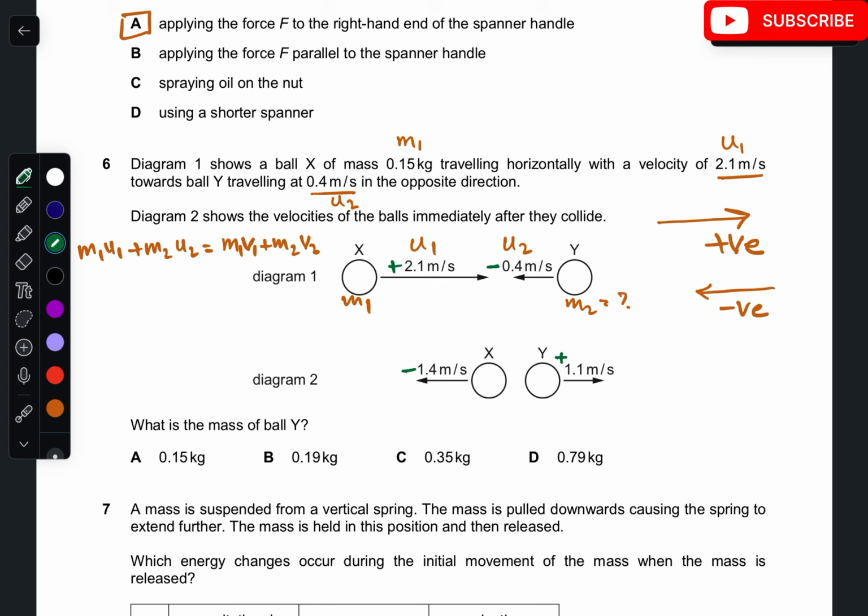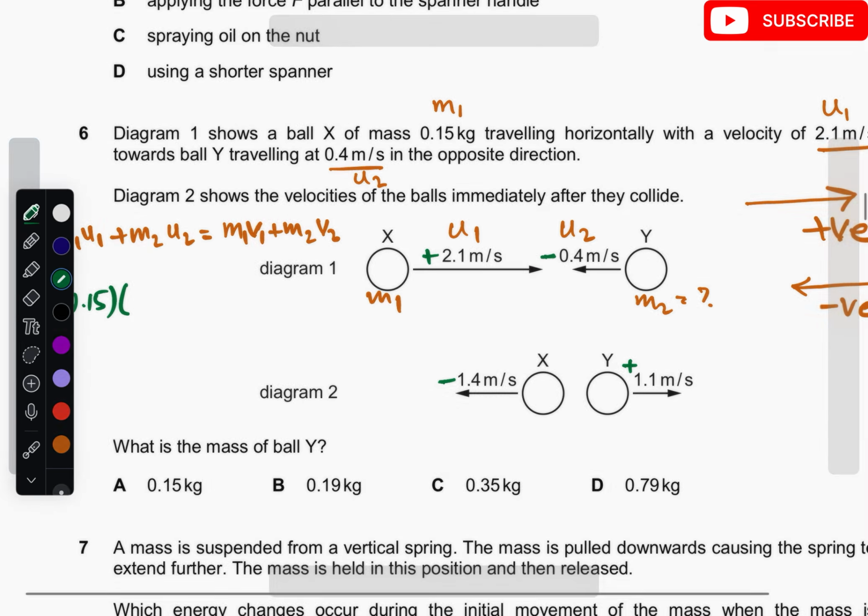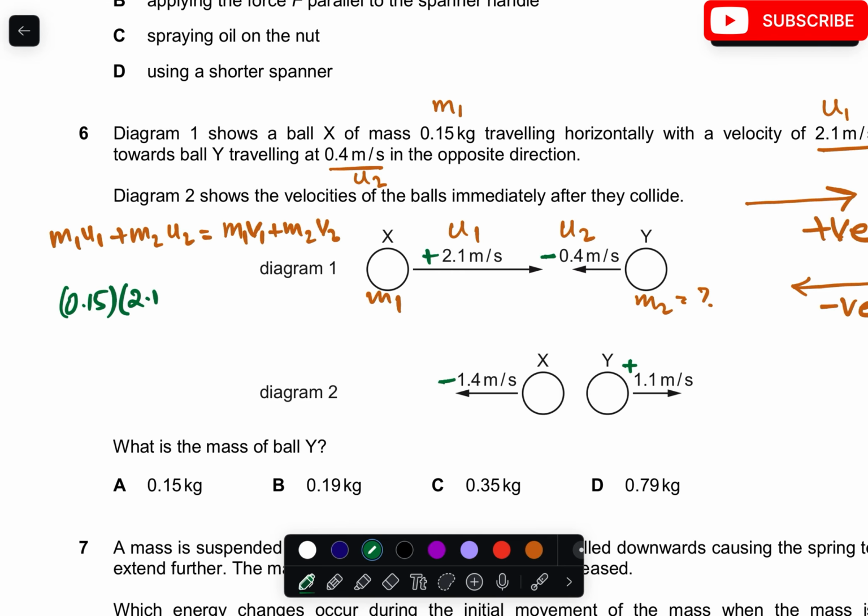Okay, now let's put the values. What we will get, m1 is 0.15, u1 we have 2.1, plus m2 is unknown and u2 is minus 0.4, is equal to m1 is 0.15 and v1 is minus 1.4 plus m2 is unknown into plus 1.1. Okay, now we just have to simplify this thing.